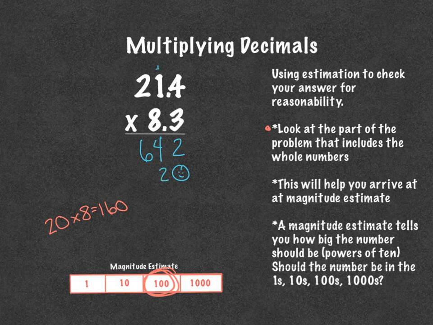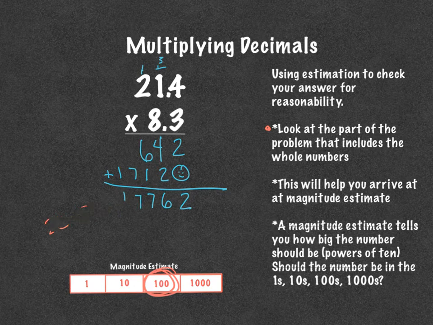32. Oh, we want to cross that out because we don't need it anymore. 32. 8 times 1 is 8, plus 3 is 11. Bring our 1 up here. 8 times 2 is 16, plus 1 is 17. Okay, multiplication makes us mad. Oh man, our estimate got in the way again. There we go.